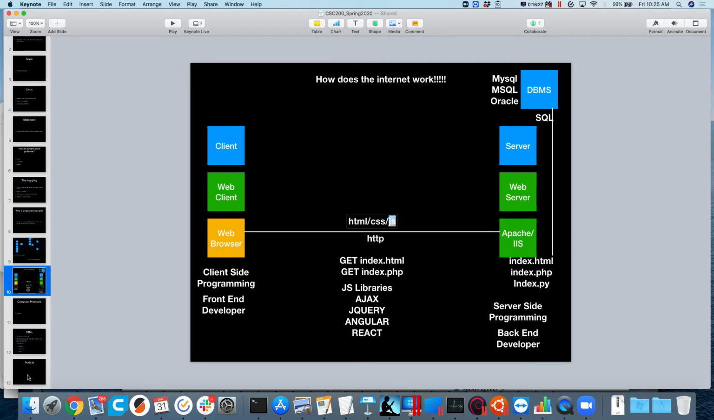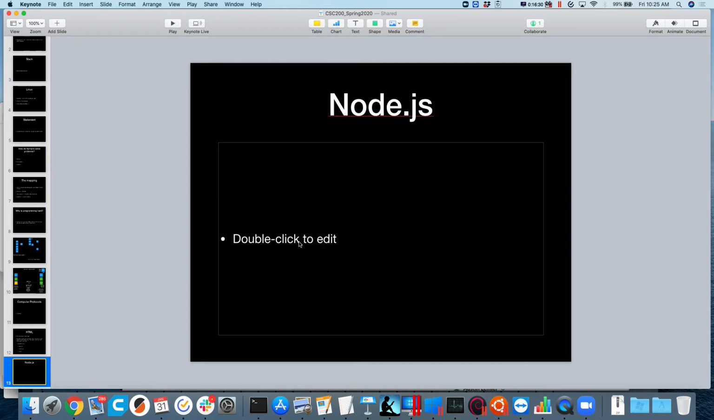So among everything else we might say, what does Node.js do? It lets you write back-end programs using JavaScript. So now we have the same language on the back end as you have on the front end.